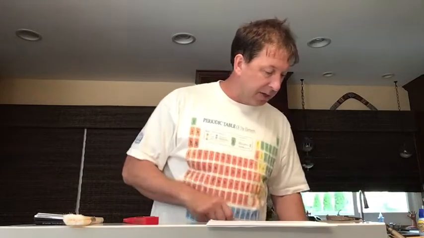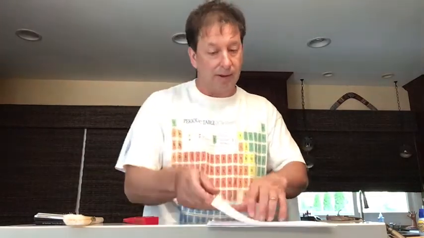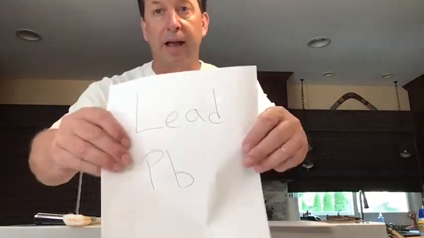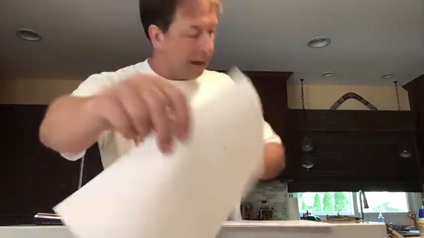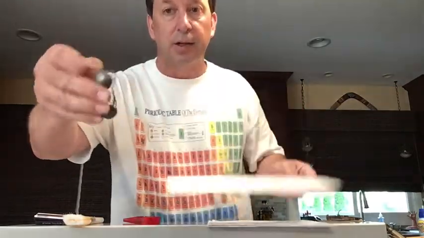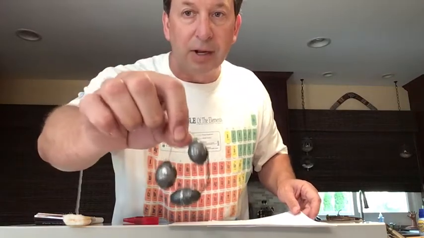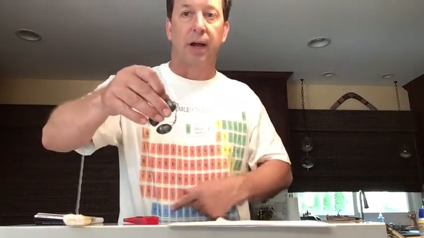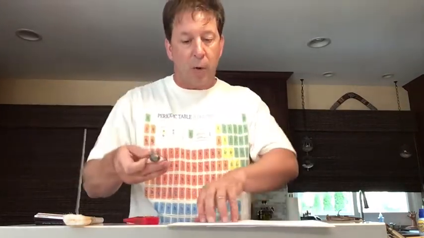Our next element is lead, Pb. So here's lead, Pb, and let's get some samples of lead. These are some fishing lures. Lead is a common item used for fishing lures, and we can see it's pretty heavy. It's one of the heavier elements, down lower on the periodic table.